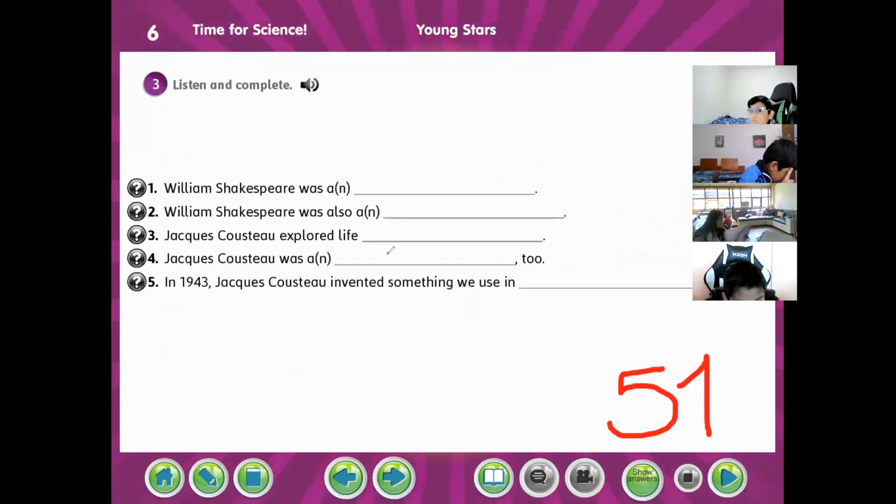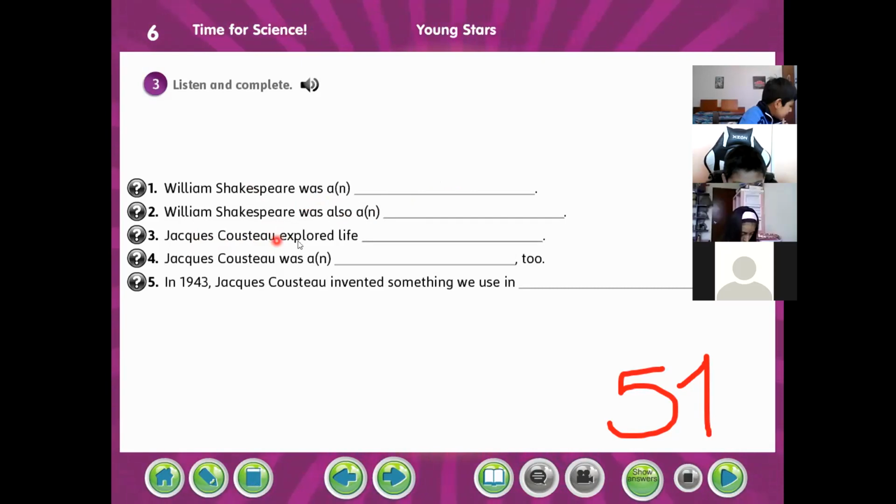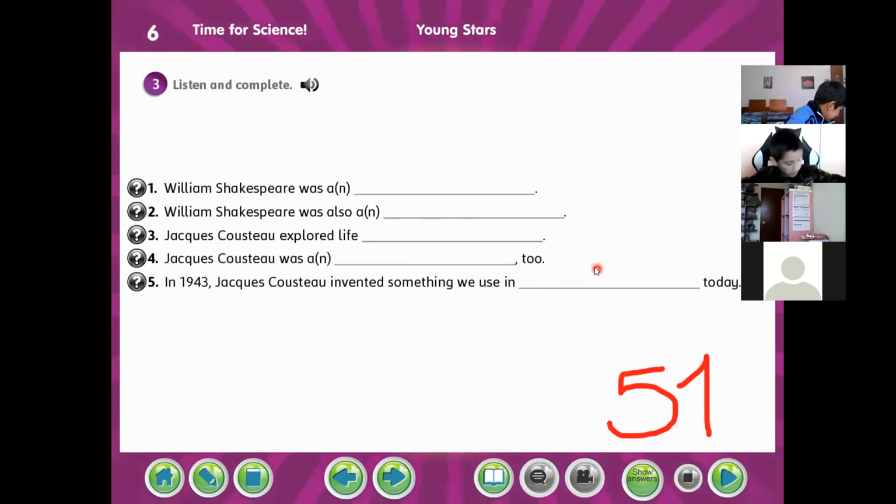Shakespeare. Please listen to the audio and let's complete. William Shakespeare was an inventor, an actor. Listen, William Shakespeare was also an actor, because he had two professions, two jobs. Jacques Cousteau explored life. What kind of life? In the deserts, in the water, the oceans. Jacques Cousteau was a what? Captain, an explorer, a sailor. In 1943, Jacques Cousteau invented something we use in what sport? Swimming? Sailing? Okay, pay attention, listen, and complete.